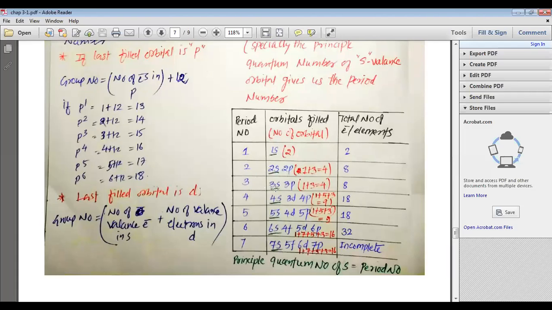When the last filled orbital is 3s, the s orbital has principal quantum number 3, then it is period 3. If in the valence electrons the s orbital has principal quantum number 4, then period number 4. If the s has quantum number 5, then period number 5. If the s orbital has quantum number 6, then period number 6. And if the s orbital has quantum number 7, then we can say the element belongs to the 7th period.